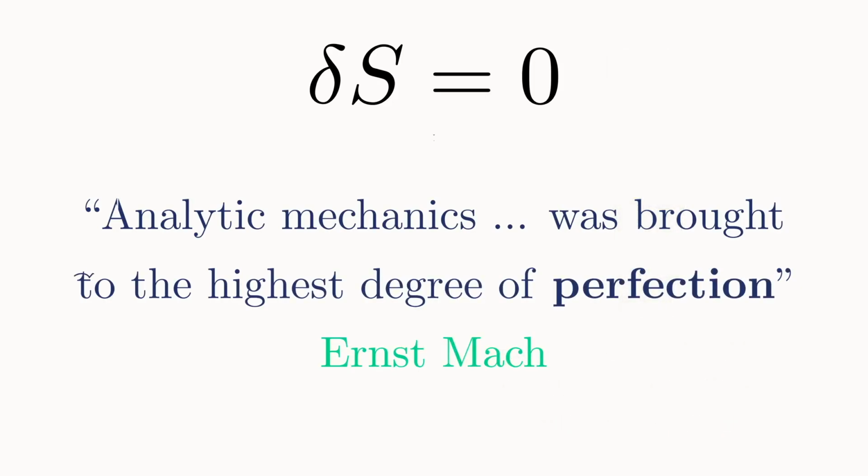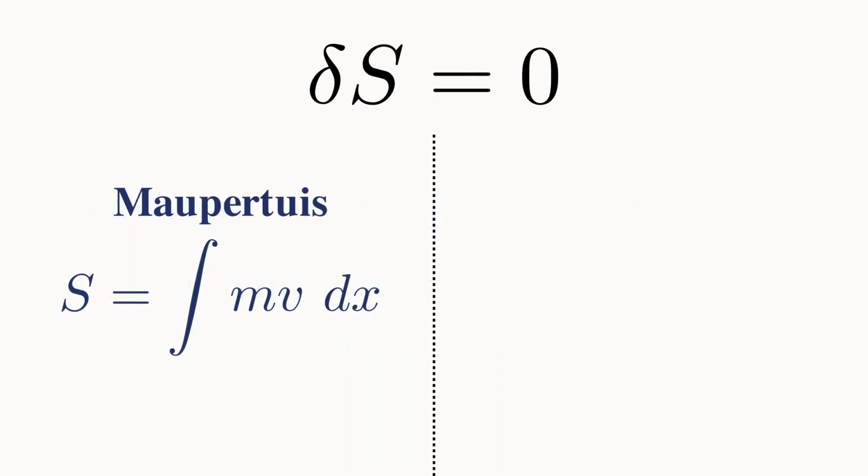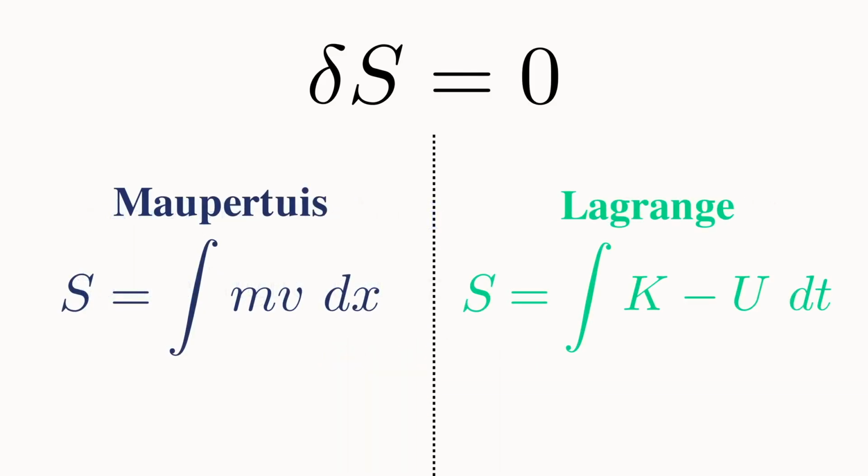He showed that one could simplify Maupertuis' principle by taking an object's potential energy, kinetic energy, and subtracting them. Then integrating this over whatever time span you happen to be considering. We thus have 2 entirely different yet equivalent ways of representing the action. One that involves an integral over distance, and the other an integral over time.